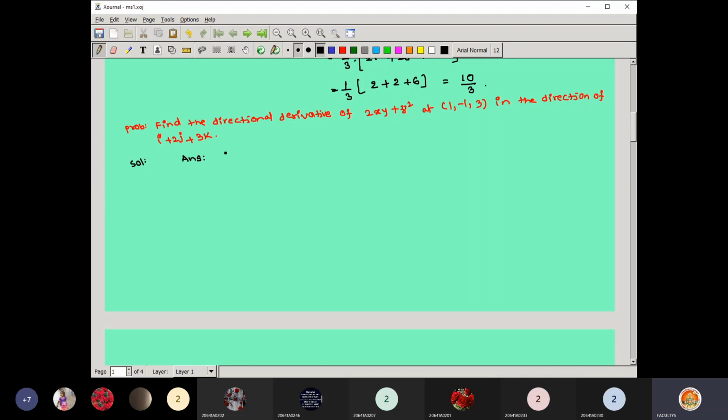When you are calculating the gradient, what will be the answer for the gradient? Minus 2i plus 2j plus 6k. Okay. And we have calculated the unit vector, and then you make the product of those two.